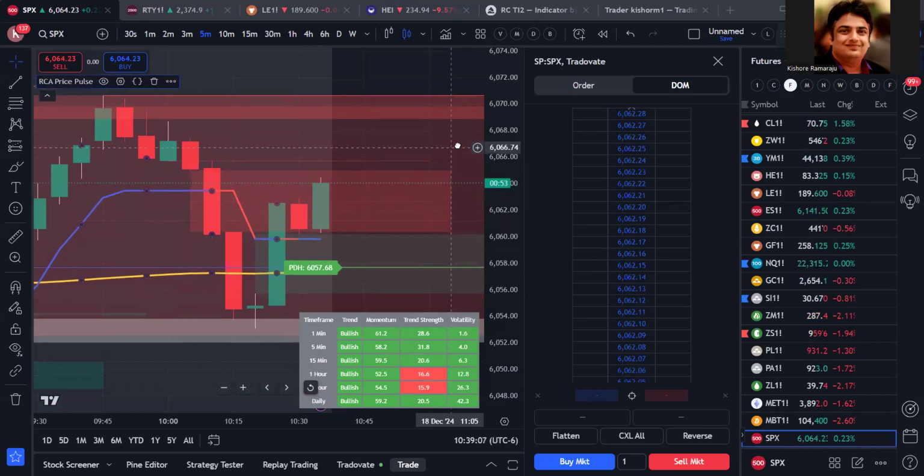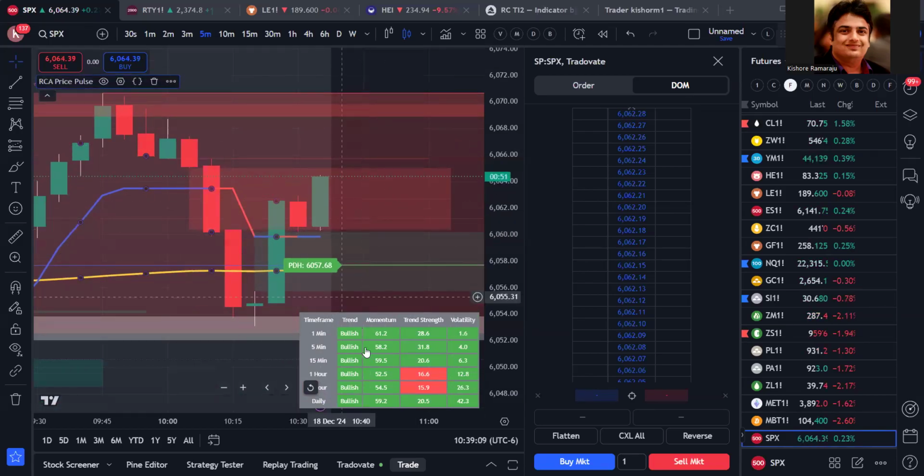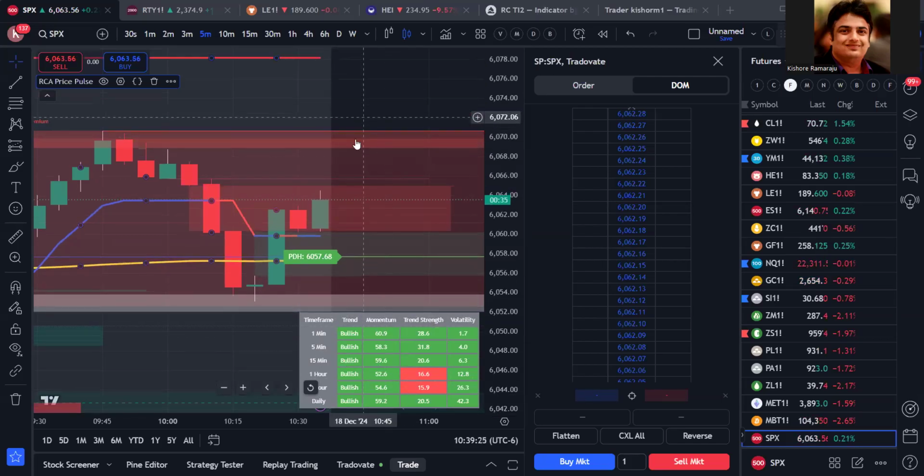So I took NQ and am holding it. Why? This is the same reason. I see there is a buy order block. There is a sell order, but I see there are a lot of buyers. My Price Pulse is showing that it is very bullish. The table is showing that it is very bullish in all time frames. And I don't see any major sell order, right? All these are small sell orders.